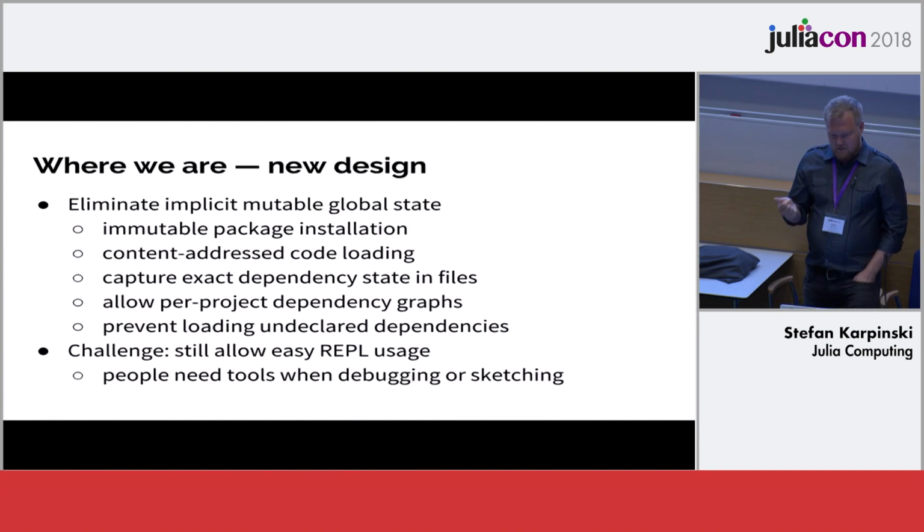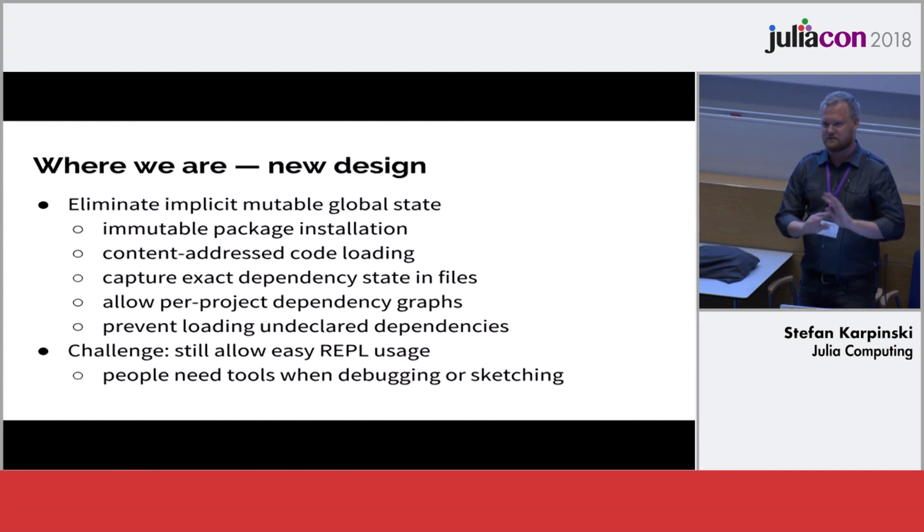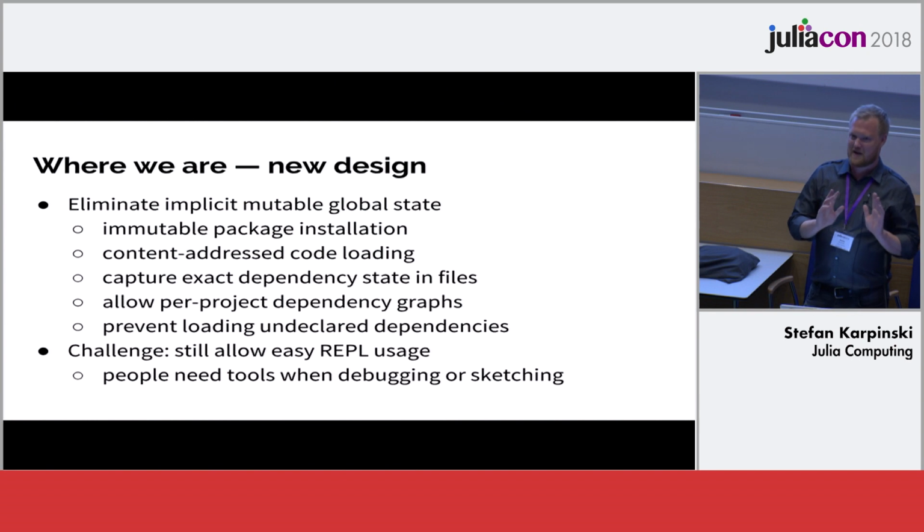So we want to eliminate implicit global mutable state too. That's a really key thing. So one idea is immutable package installation. You install a thing, you don't touch it. That's it. It's just there. If you don't need it anymore, you delete it, but you don't mess with it. And you separate the development copy that the user has from the package manager installed copies.